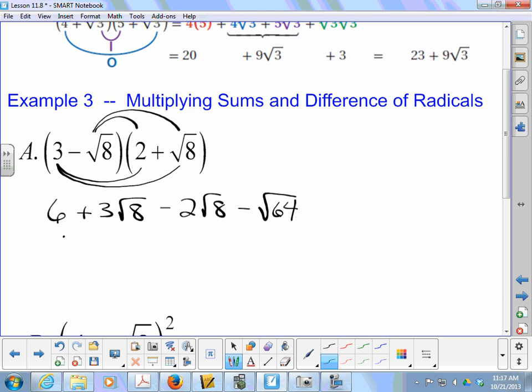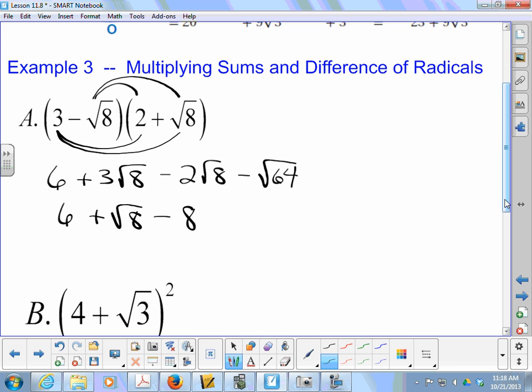So I simplify, we get 6. 3 square roots of 8 minus 2 square roots of 8 is 1 square root of 8. And then minus 8. So I'm going to go horizontally here. Equals 6 minus 8 is negative 2.